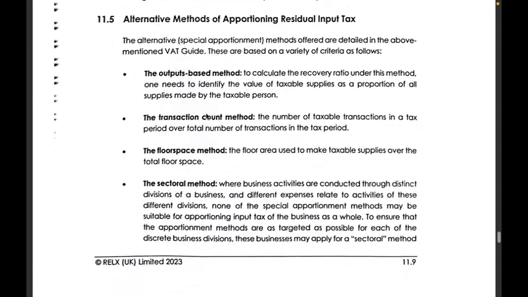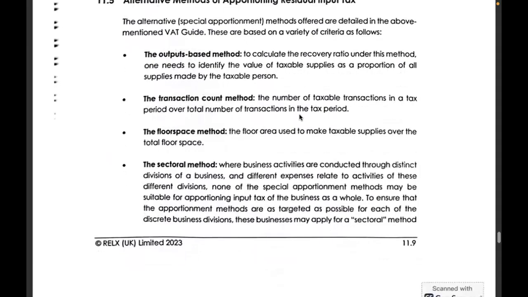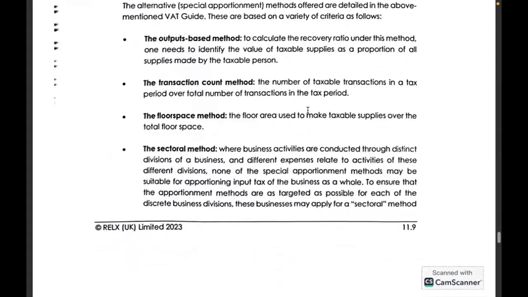That's one. Second, the transaction count method. The number of taxable transactions in a tax period over the total number of transactions in that tax period. So that's a very interesting angle. Instead of the monetary value, transaction count can also be utilized to create that recovery ratio for the apportionment of residual input tax.